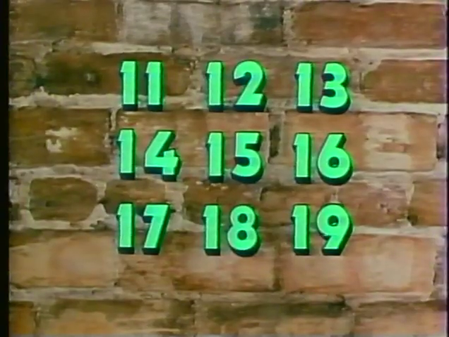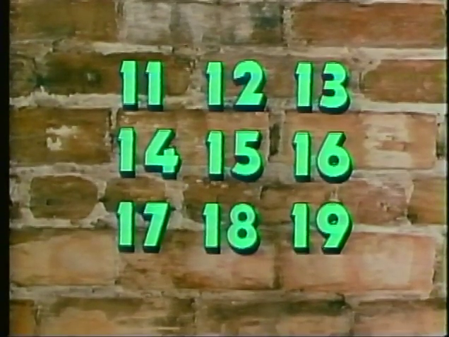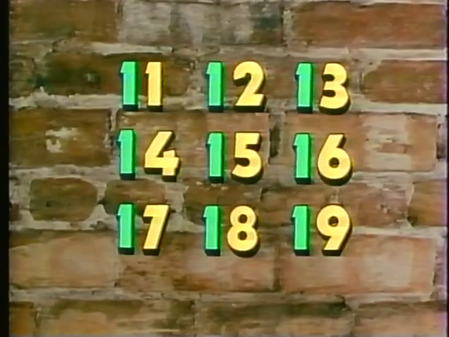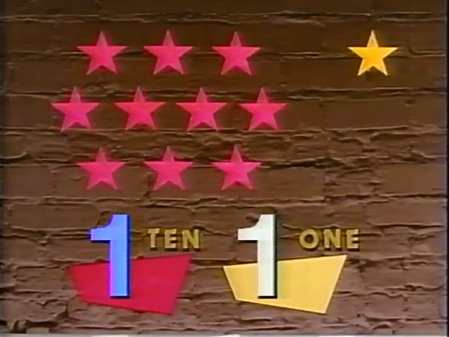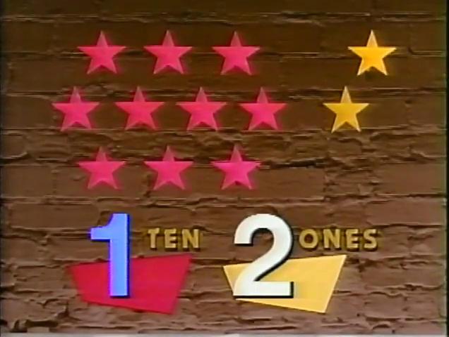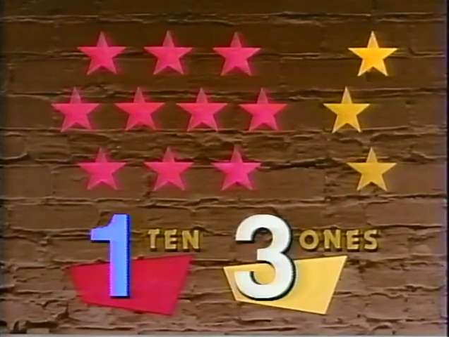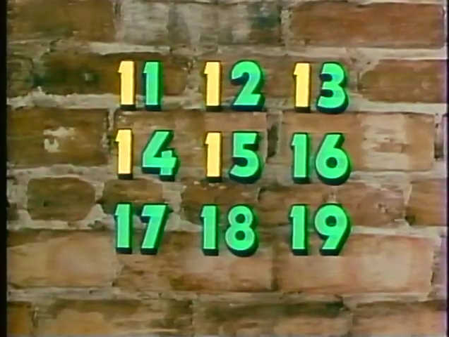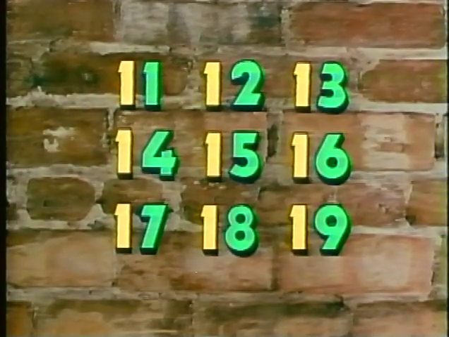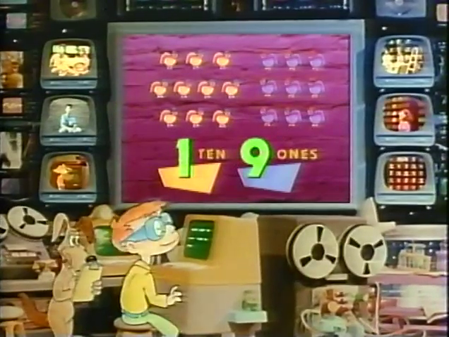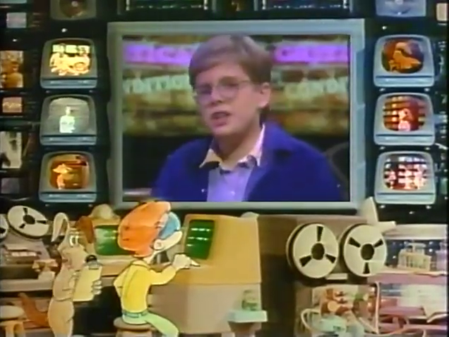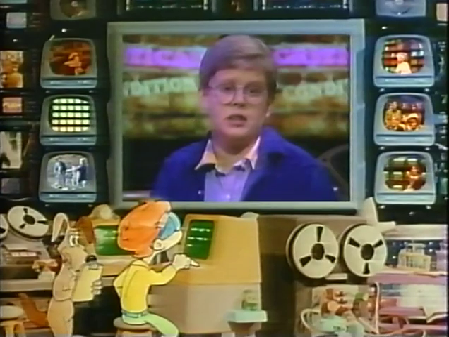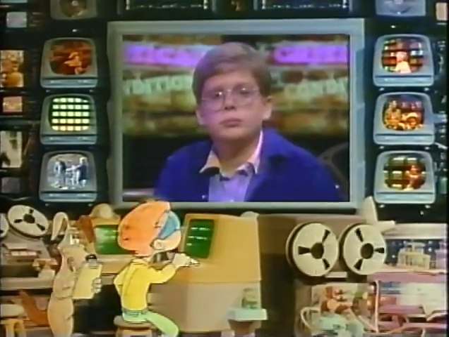The numbers 10 through 19 can all be separated into one set of 10 and a set of ones. 11 is 110 and 1 1. 12 is 110 and 2 ones. 13 is 110 and 3 ones. They all have 110 all the way through 19, which is 110 and 9 ones. Good explanation, Max. I give it 19 stars. I thought your highest rating was 10 stars.